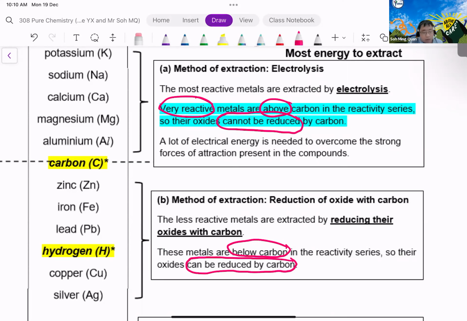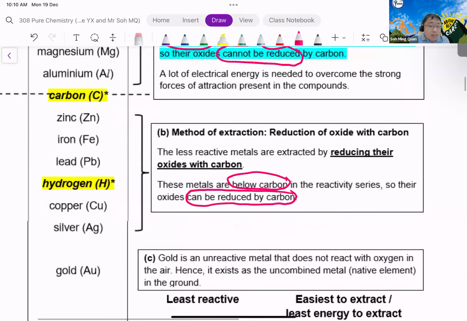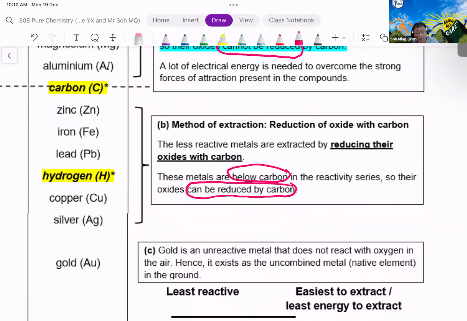All right. Now, there's one last exception. Gold is right at the bottom of the reactivity series. Bottom means very unreactive. So gold is one of the least reactive metals around. If it's least reactive, it means that it's very easy to extract. It requires very little energy to extract it. Now, gold is so unreactive that it doesn't even react with oxygen. So you can have gold in the soil and it will never react with oxygen, even after thousands of years. So gold is one of the interesting elements.